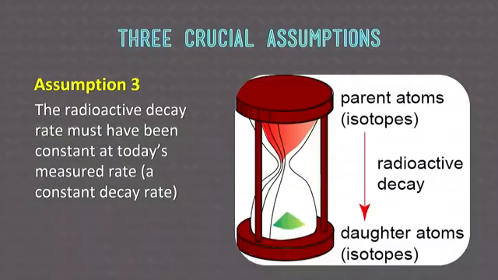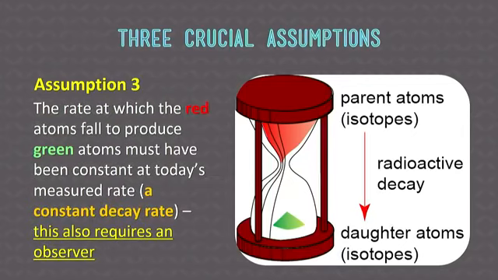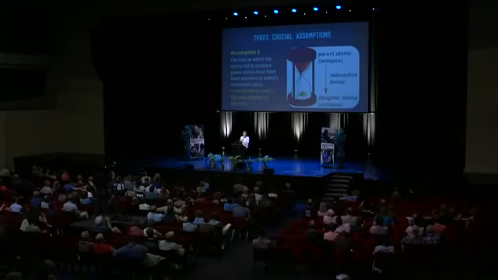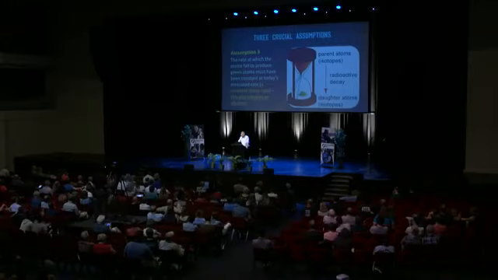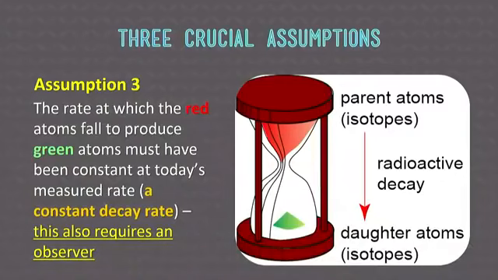And then assumption number 3, the radioactive decay rate must have been constant at today's measured rate. But have the scientists been there for millions of years measuring these decay rates? No. We measure the rate today and we extrapolate backwards. We make a huge assumption that, and I'll show you in a moment, that we've only been measuring these decay rates over the last 70 or 80 years. So we take 70 to 80 years of measurements and extrapolate that back 4.5 billion years. That's 5 orders of magnitude extrapolation.